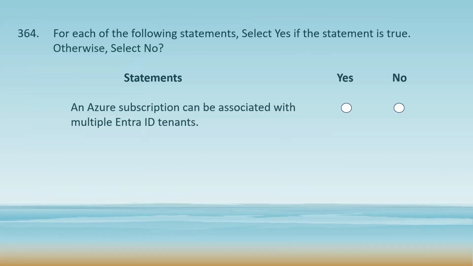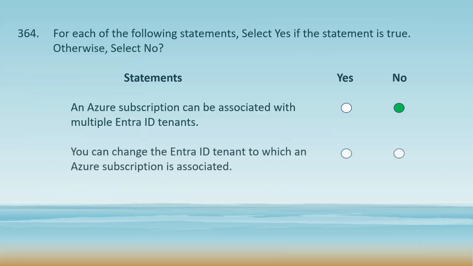And the first statement is an Azure subscription can be associated with multiple Entra ID tenants. This statement is incorrect, folks. An Entra ID tenant can have multiple subscriptions, but an Azure subscription can only be associated with one tenant. Now, the next statement is you can change the Entra ID tenant to which an Azure subscription is associated.